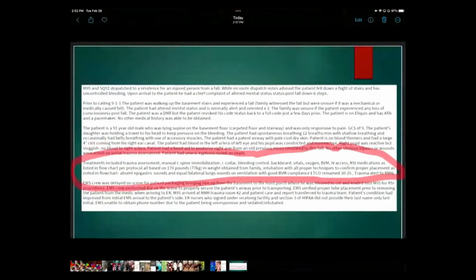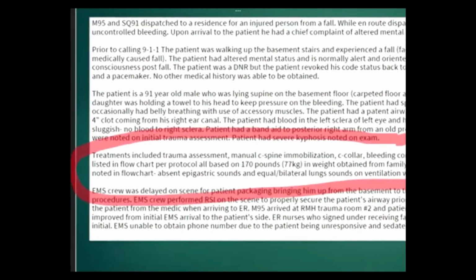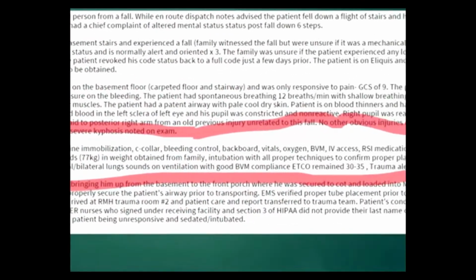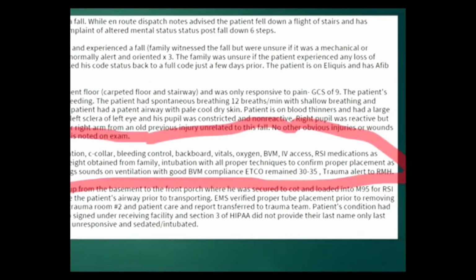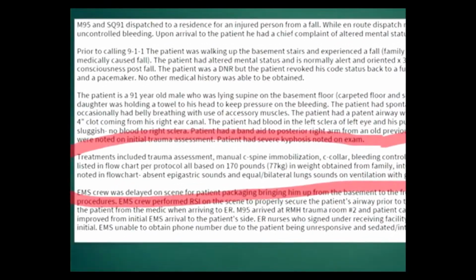Yeah, so I asked about whether or not that was something that we needed to do, and the response I got was that you don't have to list out everything. So I'll show another example here. We're going to go to that screenshot where all these treatments that were performed are listed. It talks about all the treatments: trauma assessment, manual C-spine immobilization, C-collar, bleeding control. It also talked about the weight, which there's an area of ESO where you could put the weight, and then intubation with all the proper techniques, confirming proper placement, and absent epigastric sounds.